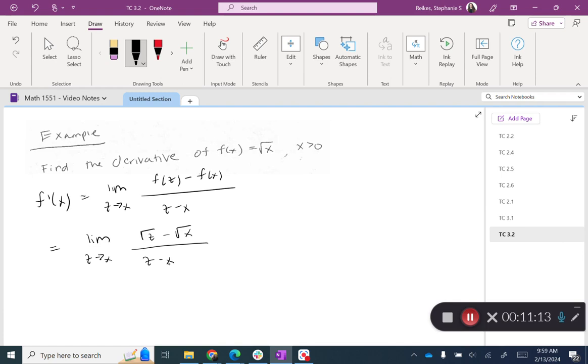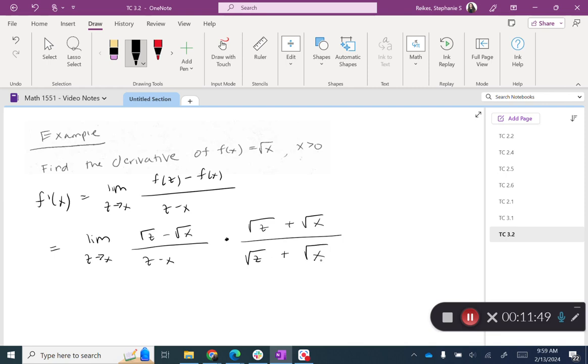Again, we need to do some algebraic manipulation before we plug in as z approaches x, and so it's a little backwards on the manipulation for maybe what you might be used to at pre-calculus. I'm going to still use the idea of multiplying by the conjugate, but now using the numerator instead of maybe what you're used to doing in the denominator. So I'm going to multiply top and bottom by root z plus root x, and repeat again on the bottom.